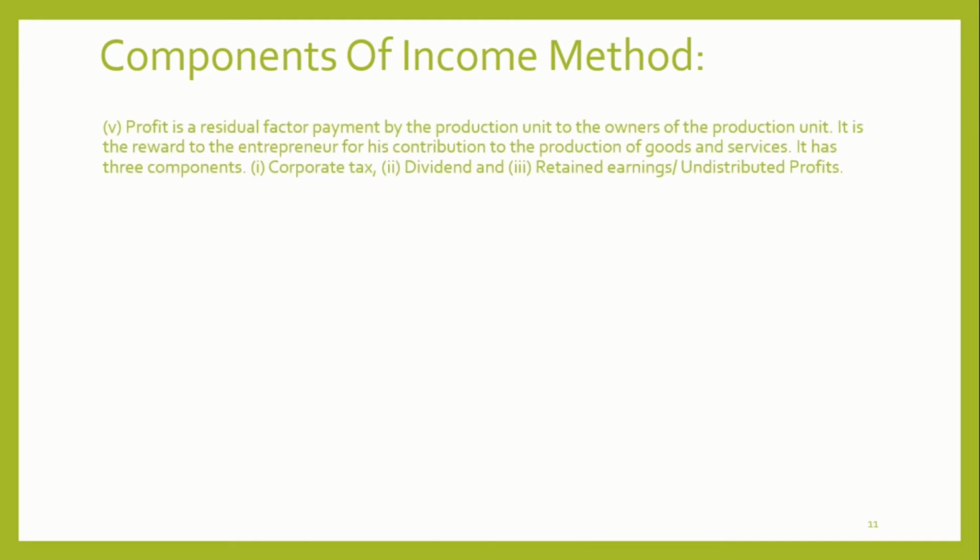Profit is a residual factor payment by the production unit to the owners of the production unit. It is a reward to the entrepreneur for the contribution to the production of the goods and services. It has three components: corporate tax, dividend, and retained earnings or undistributed profit. Profit is equal to corporation tax plus dividends plus retained earnings.